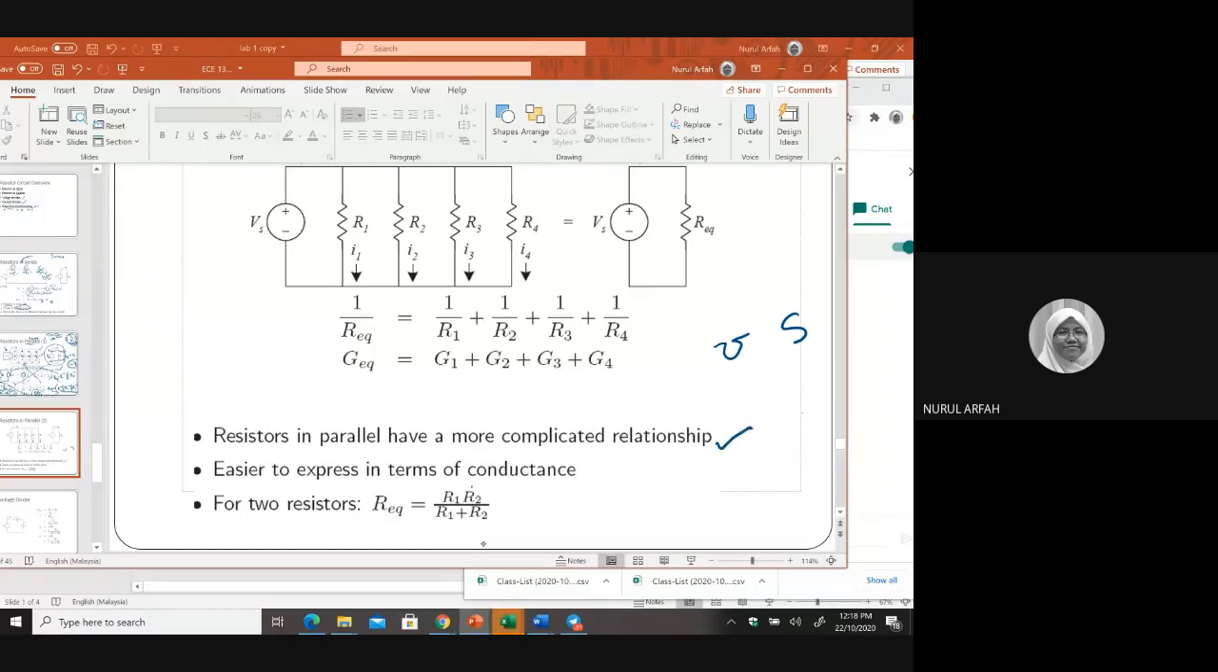Easier to express in conductance. Why? Because you just plus everything and you have the equivalent conductance. But if they didn't ask you to have it in conductance, then please do not use this one. Nanti penat je. For 2 resistors, you're going to have this, but I don't like this way. You use R1 with R2, meaning you have R1 inverse plus R2 inverse. In bracket everything, inverse. Inverse all your answer here and you will get R equivalent.